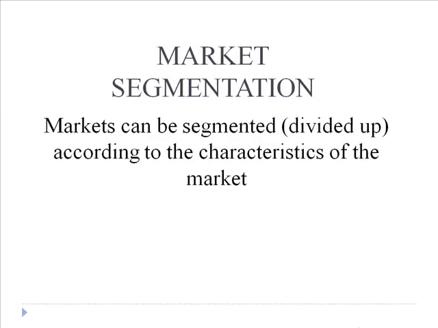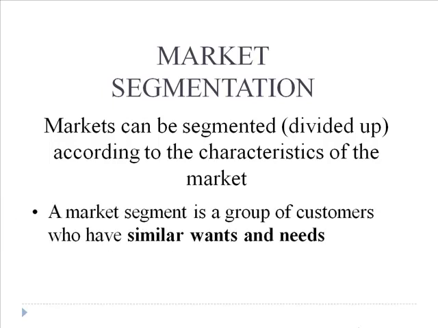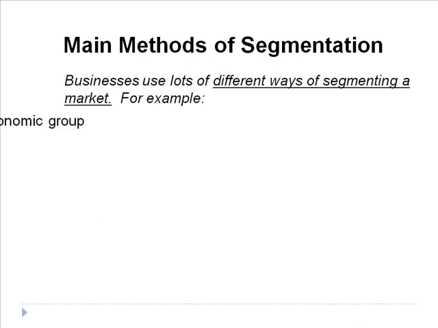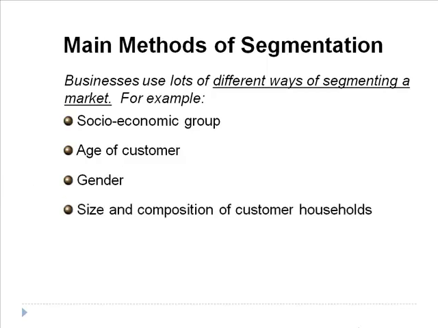So market segmentation is where a market is divided up according to certain characteristics. A market segment is a group of customers who have similar wants and similar needs. There's a list of different ways that a company can segment a market, and the main ways are by socio-economic group, so how rich you are; the age, so you can have maybe teenagers, middle-aged people, or 60 plus; and the gender, male or female. You can divide up the males from the females. You can segment depending on how big your house is.